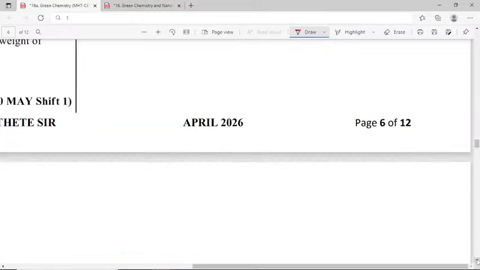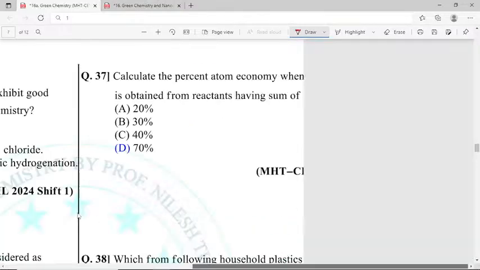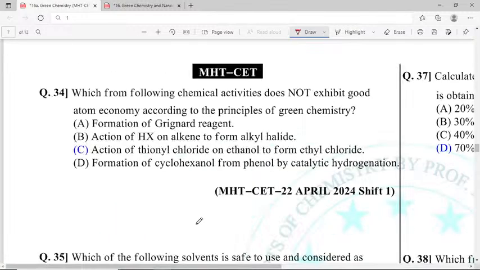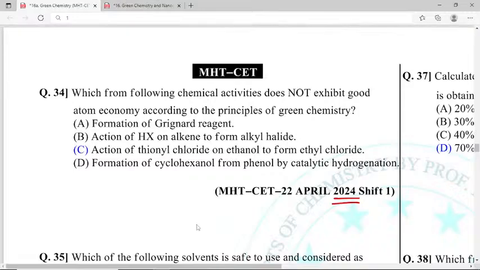Okay. Now start the questions from the 2024 exam. Next question, 2024. All questions from 2021 to 2025 we have to study. Which of the following chemical activities does not exhibit good atom economy according to the principle of green chemistry? The formation of Grignard reagent, where they use a catalyst. So this does not exhibit it, so it is correct.